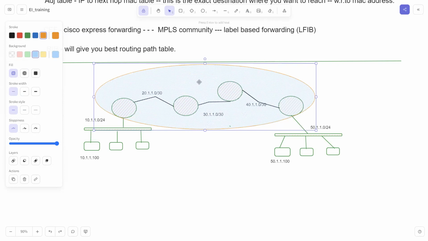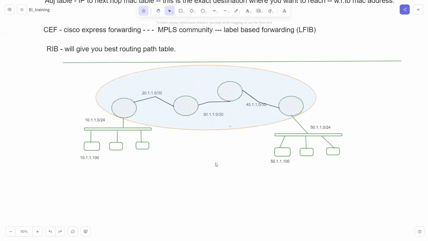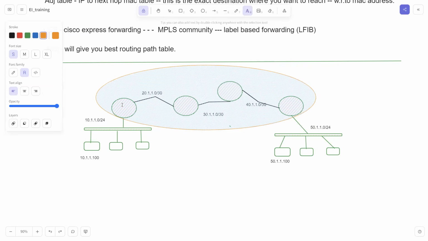Later on we have a section on OSPF and all. Now in this particular topology, suppose this is router A, this is router B, this is router C, and this is router D. So tell me, what will router A do?